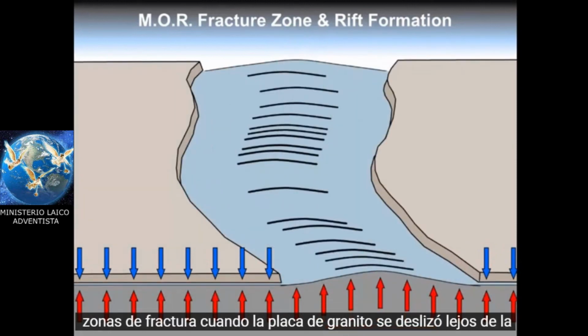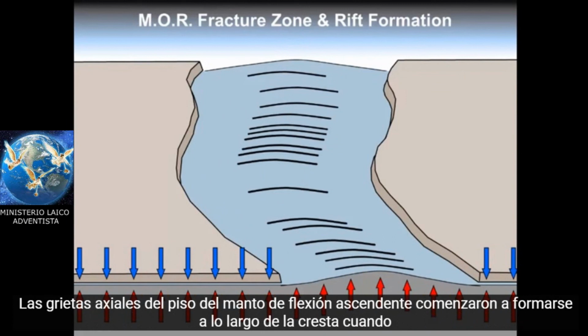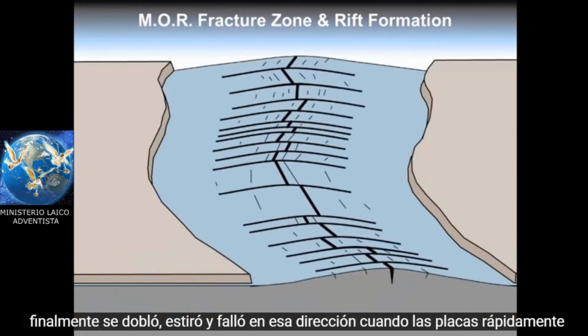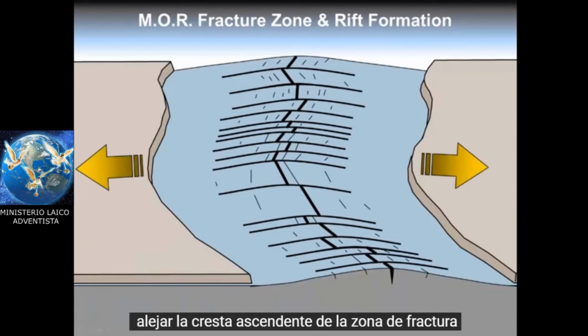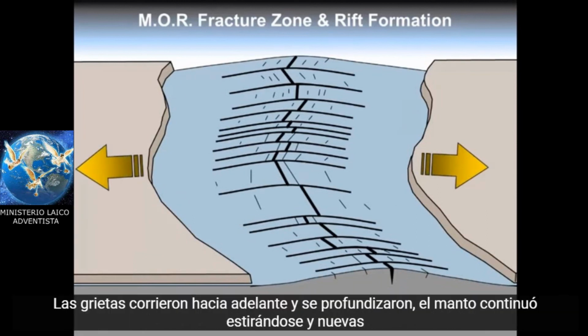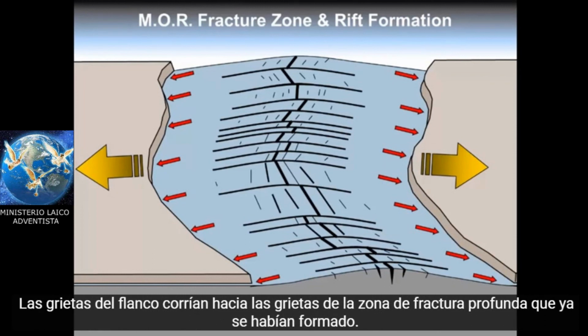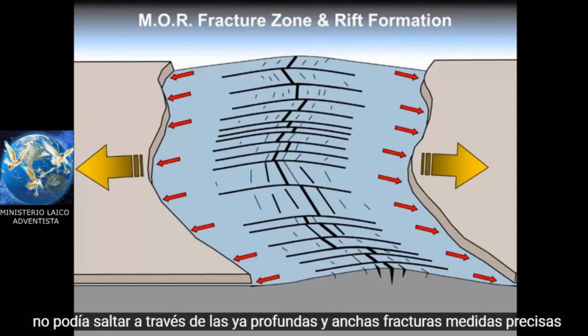As the granite plates slid away from the rising bending mantle floor, axial rift cracks began to form along the ridge as it finally buckled, stretched, and failed in that direction. As the plates rapidly slid away, the rising ridge of the fracture zone cracks raced ahead and deepened. The mantle continued to stretch and new cracks formed along the ridge that were adjacent to the axial rifts. As axial and flank rifts ran into the deep fracture zone cracks that had already formed, they could not jump across the already deep and wide fractures.